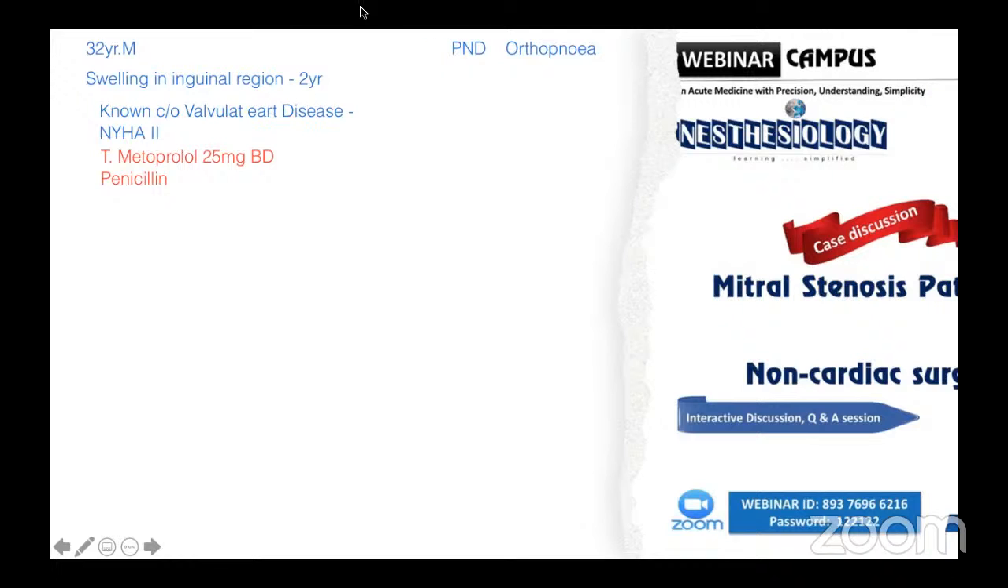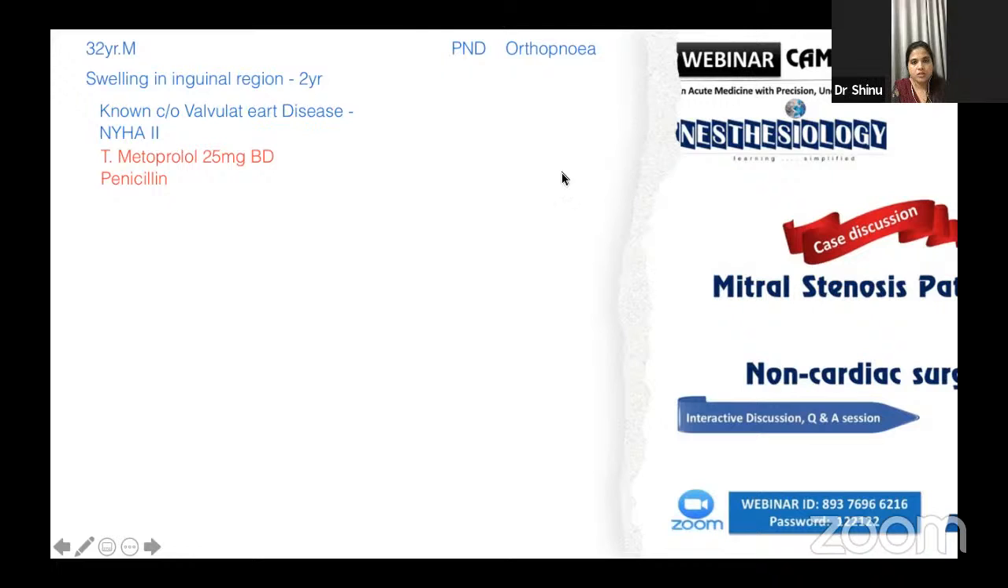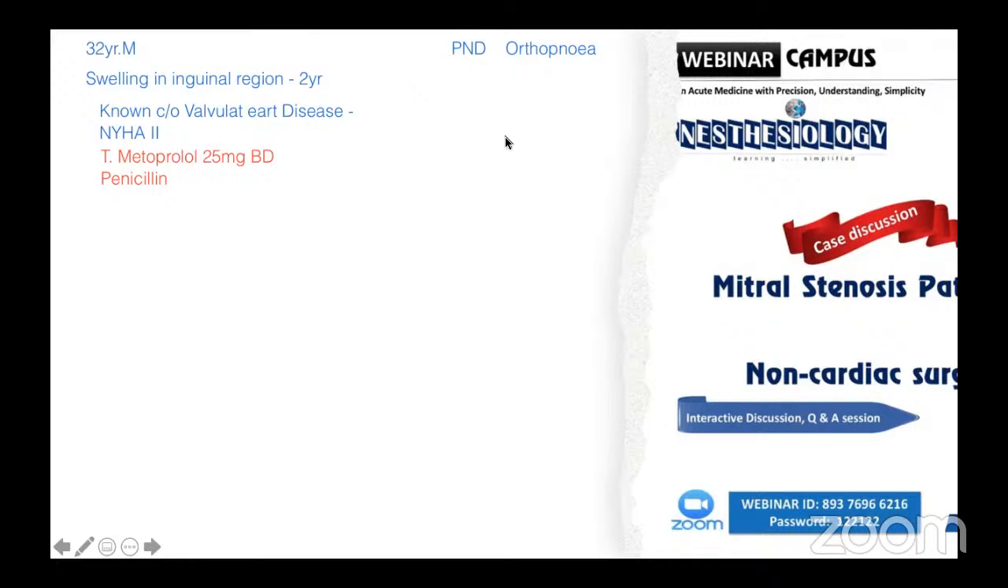The patient can also be on rate control with digoxin. Digoxin can be given, and diuretics, digoxin, beta blockers. Then it's okay. Now we carry on with the physical examination.